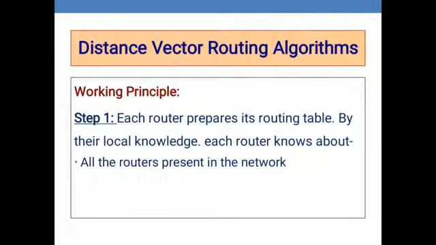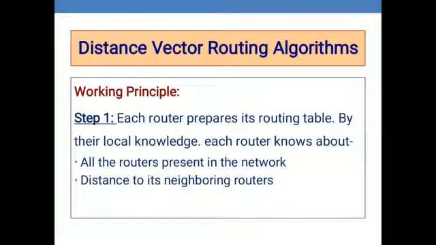Each router will know about all the routers present in the network and the distance to its neighboring routers. That means how many routers are there in that network will be known, and the second thing is the distance between the neighboring nodes. Each and every router will know the distance from that node to the neighboring nodes. This is the first step in the distance vector routing algorithm.